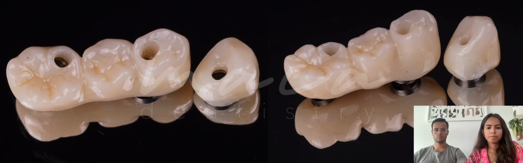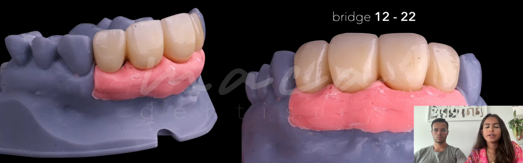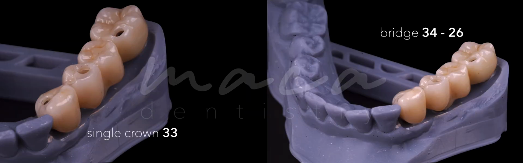Another picture. Here you can see with more detail the upper posterior bridge and the upper single crown. Here the upper anterior bridge. And finally the lower posterior bridge and single crown of the 33.